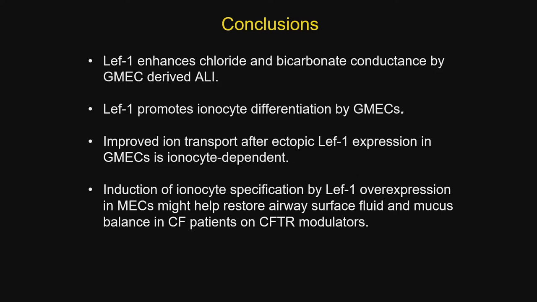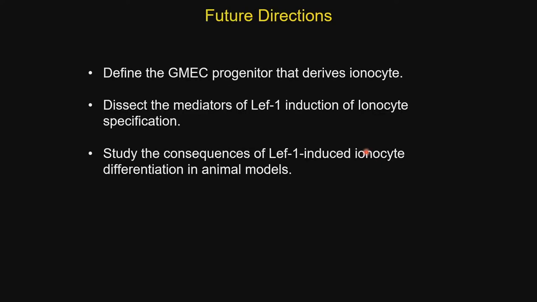For future directions, we'd like to define the GMAC or myoepithelial cell progenitors, the progeny of myoepithelial cells that will go ahead and make ionocytes at the end. With that, we'd like to do multiple single cell RNA sequencing at different developmental stages. And we want to dissect the mediators of LEF1 induction that will make ionocytes. And also would like to study the consequences of LEF1 overexpression in animal models of diseases.